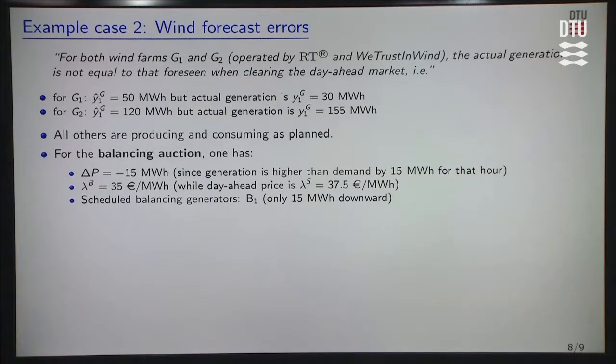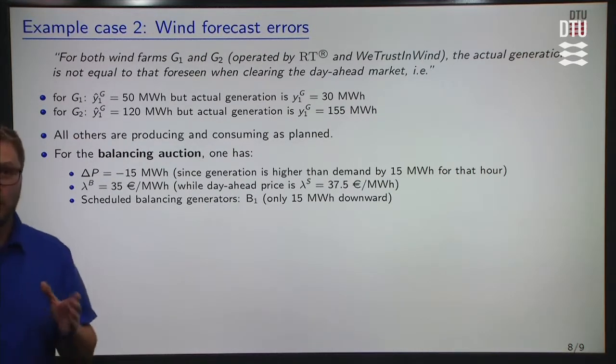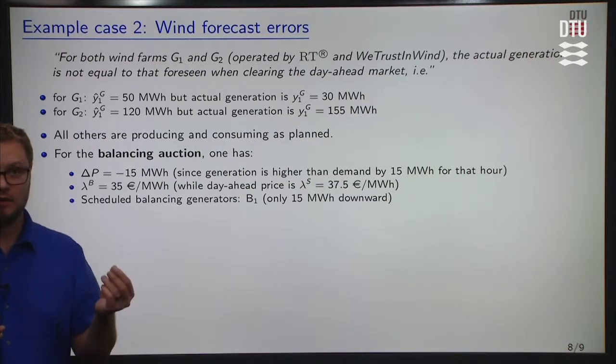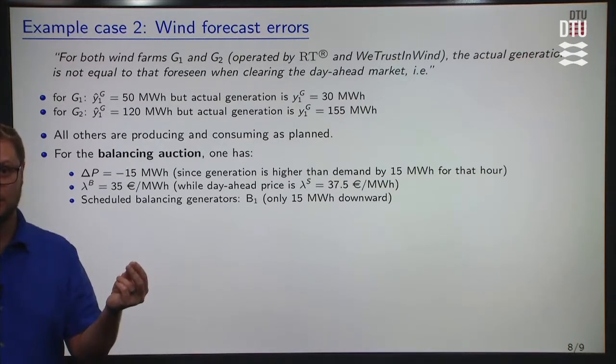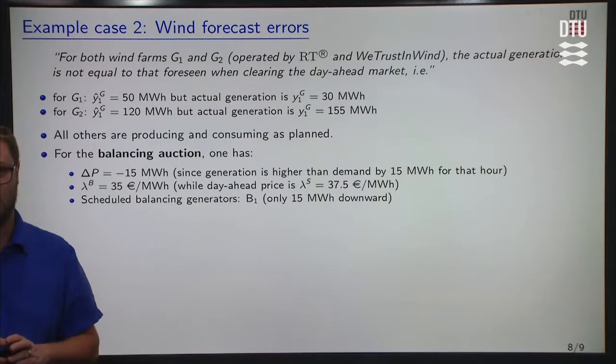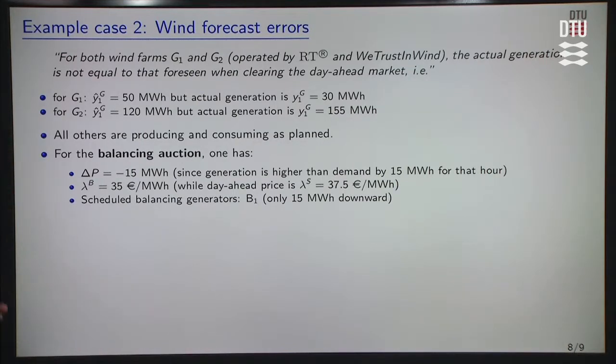In our second example with the wind forecasting errors, remember that we have two wind farms, one that is actually producing less than what is originally scheduled, and the other one producing more than what is originally scheduled. So there, in comparison, we have one of these wind farms having an imbalance of the same sign as the overall system imbalance, and the other one having an imbalance of the opposite sign from the overall system imbalance. Here again, all the others are producing and consuming as planned, so we only consider the case of those generators and the balancing generator that is going to help put the system back into balance.